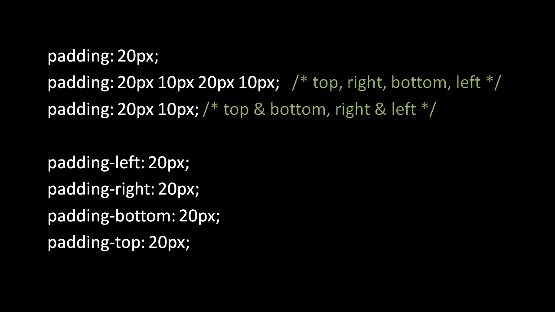And the margin property works just the same way. If you specify just one number for the property margin, then that means it's the margin all the way around, but you can write it as 4 separate numbers, or just 2 separate numbers between top and bottom, and right and left. Or you can use the margin-left property, the margin-right property, etc.